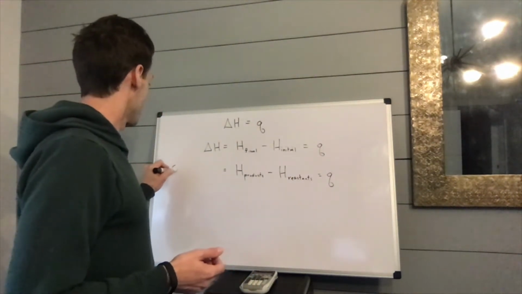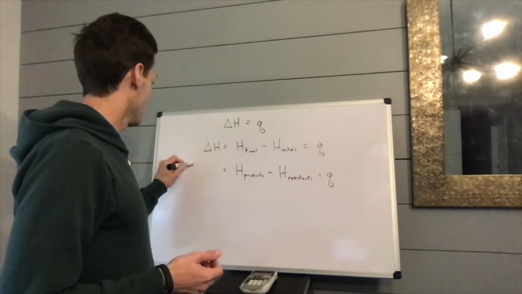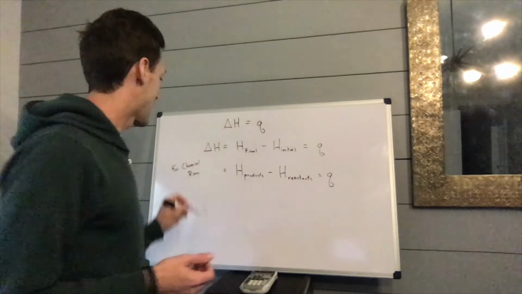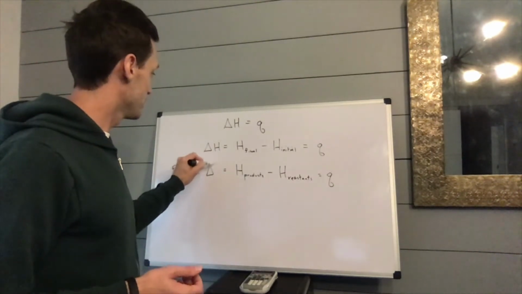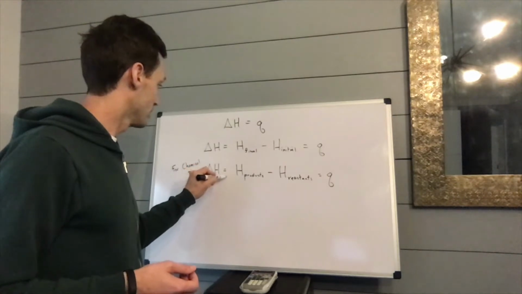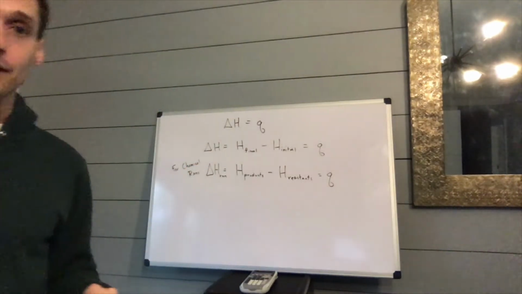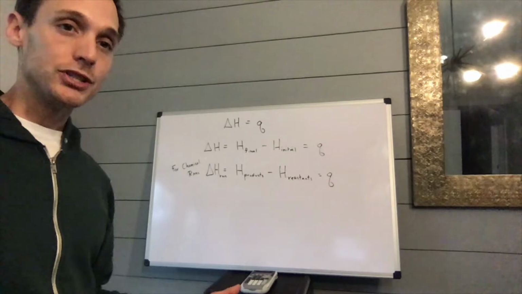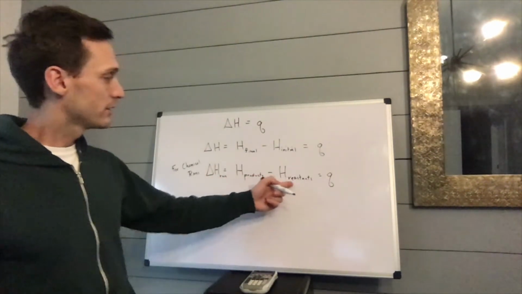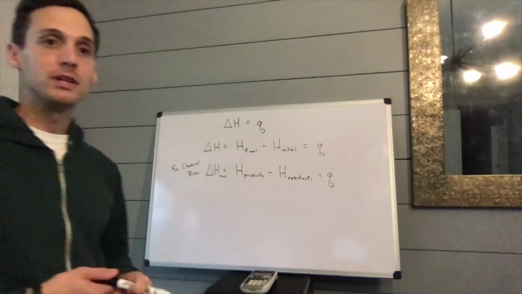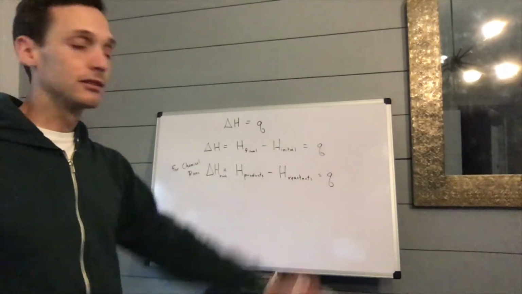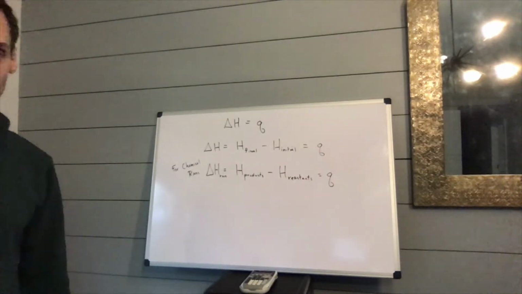So this would just be for chemical reactions. And so we usually label that as delta H with a little Rxn there for meaning the change in enthalpy for a reaction. That's just going to be equal to the enthalpy of the products minus the enthalpy of the reactants, final minus initial, and it's still going to be equal to Q.